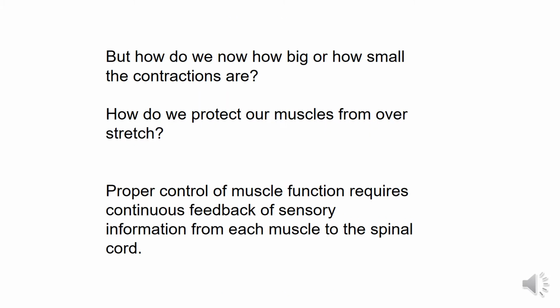But how do we know how big or how small the contractions are? How do we protect our muscles from overstretch? Proper control of the muscle function requires continuous feedback of sensory information from each muscle to the spinal cord. This means the degree of the muscle tone or the degree of the muscle contraction is dependent on sensory feedback coming from the muscle itself, coming from the receptors located in the muscle itself.